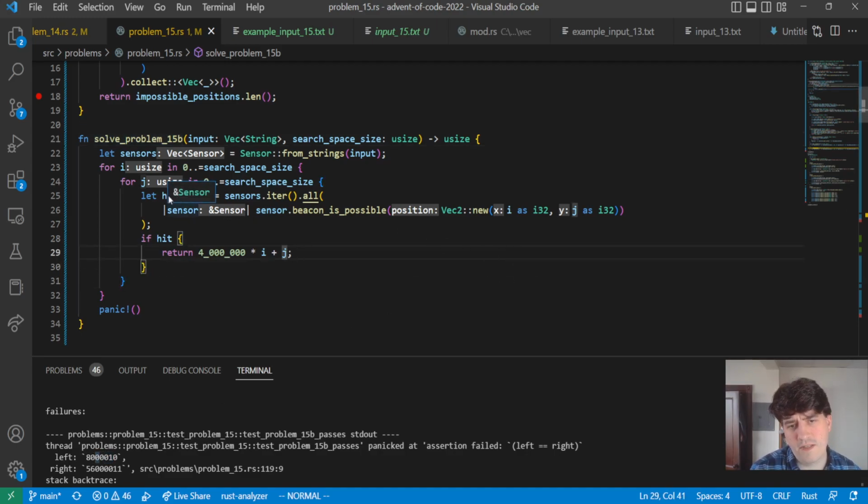So we're looking for the first time that a beacon is possible for all sensors. That looks right to me. We feel pretty confident about beacon is possible. INJ is my definition for the frequency, correct. Multiply its x coordinate by 4 million and then add its y coordinate. Yeah.